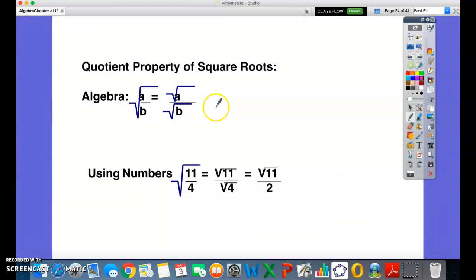Now the quotient property: the square root of A over B is the same as the square root of A over the square root of B. That means the square root of 11 over 4 is the same as the square root of 11 over the square root of 4. The square root of 11 you cannot simplify, since it is not a perfect square, so just leave it as it is. And the square root of 4 is a perfect square, so I can simplify it as 2. So it's the square root of 11 over 2.